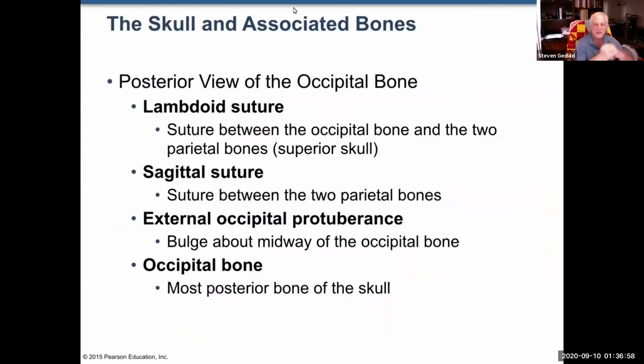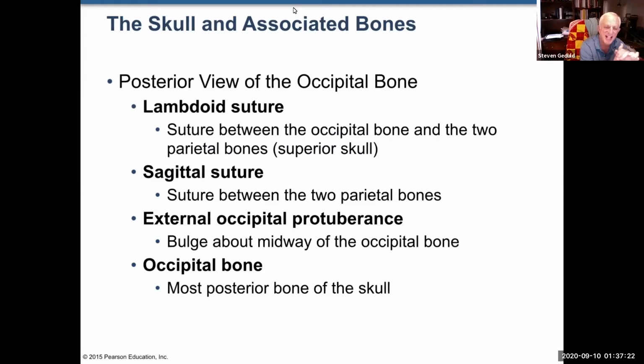You have different structures that make up the back of the skull in the posterior view. The most posterior bone is your occipital bone. That's the bone in the very back of the skull. You have sutures where bones meet and connect together. There's a lambdoid suture, which is a suture between your occipital bone and the two parietal bones.